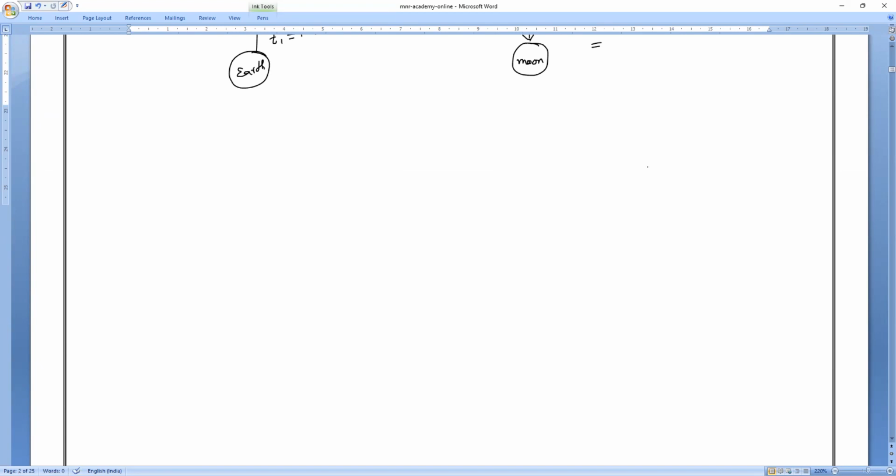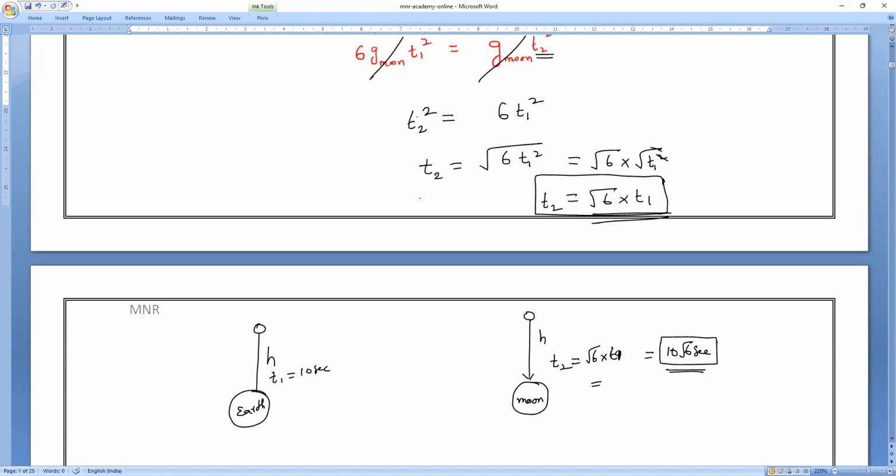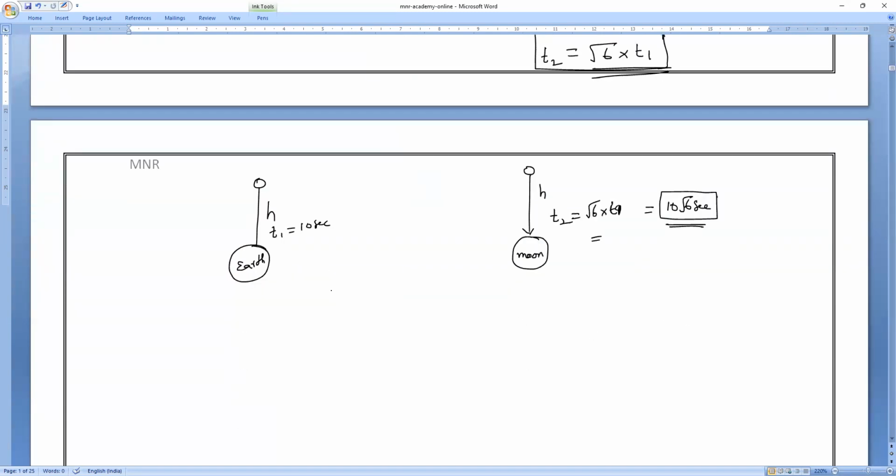Sir, how did you find that T1 is equal to 10 seconds? T1 I have already given, Mari. That's what I'm saying. For example, this is the earth. For example, I dropped from 100 meters height, because we are living on the surface of the earth. I observed that it takes 10 seconds to reach the ground. Do you understand? It is just an example I'm saying.